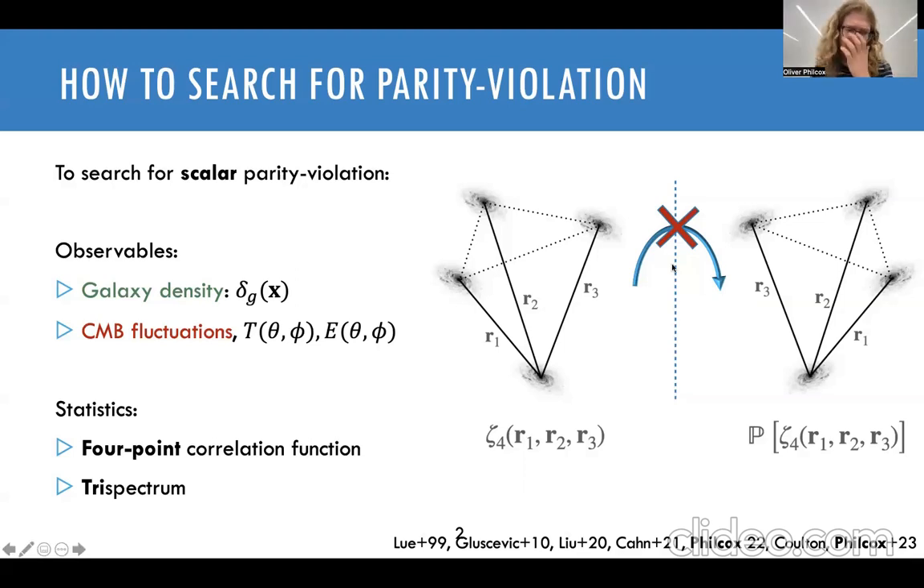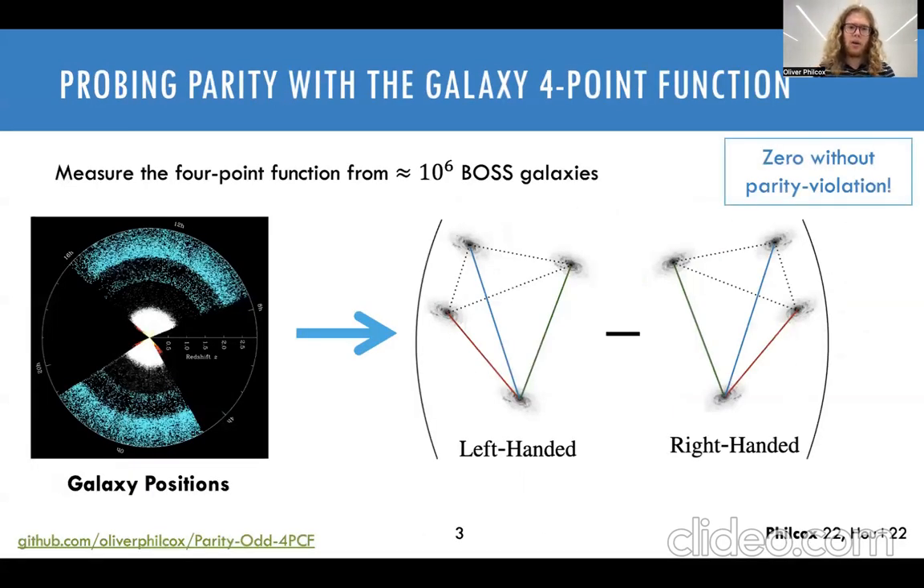So let's start by giving a lightning recap of the results obtained from analysis of the galaxy 4-point correlation function. This will set the scene for a lot of the analyses of the CMB I'm going to be talking about later. So what do we do?